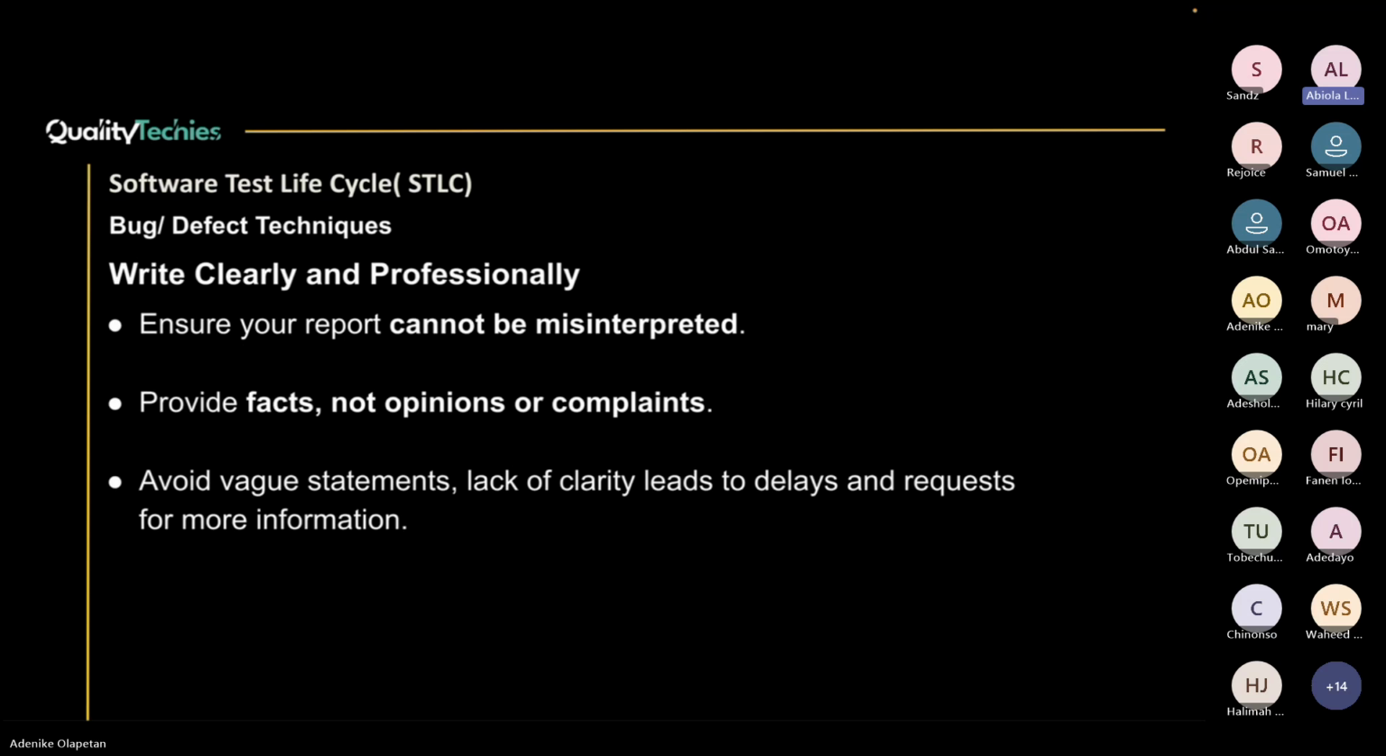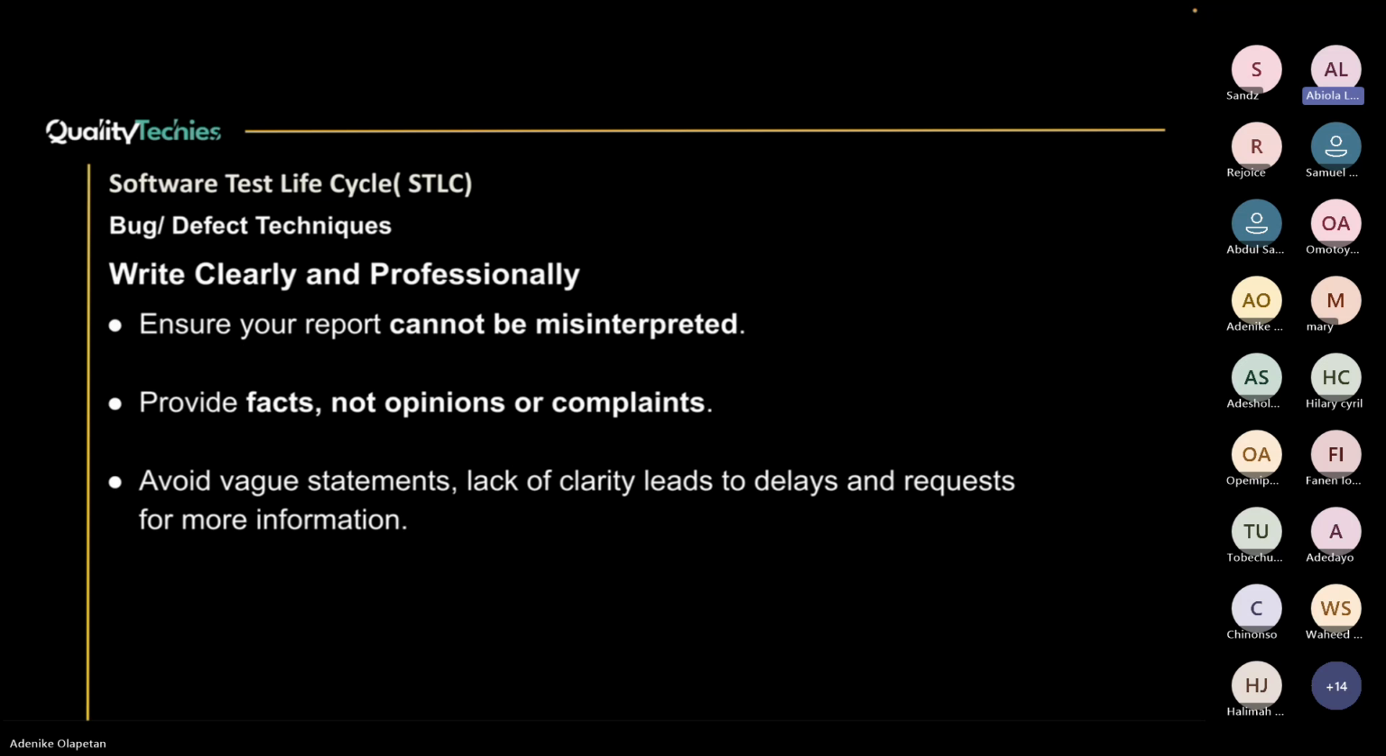And when we are communicating, we have our facts to back it up. Okay, this is my experience, and I need you to look at it. So we need to have a way of communicating it across. Avoid vague statements. Lack of clarity leads to delay and requests for more information. So vague statements, we should avoid them, and we should be clear enough.